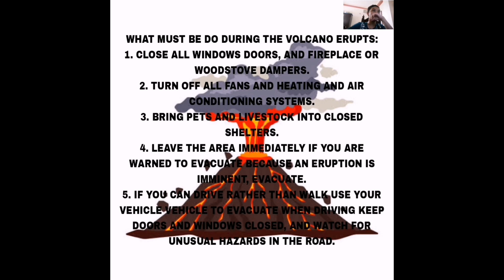What must we do during the volcano eruption? 1. Close all windows, doors, and fireplace or wood stove dampers. 2. Turn off all fans and heating and air conditioning systems. 3. Bring pets and livestock into closed shelters. 4. Leave the area immediately if you are warned to evacuate because an eruption is imminent.